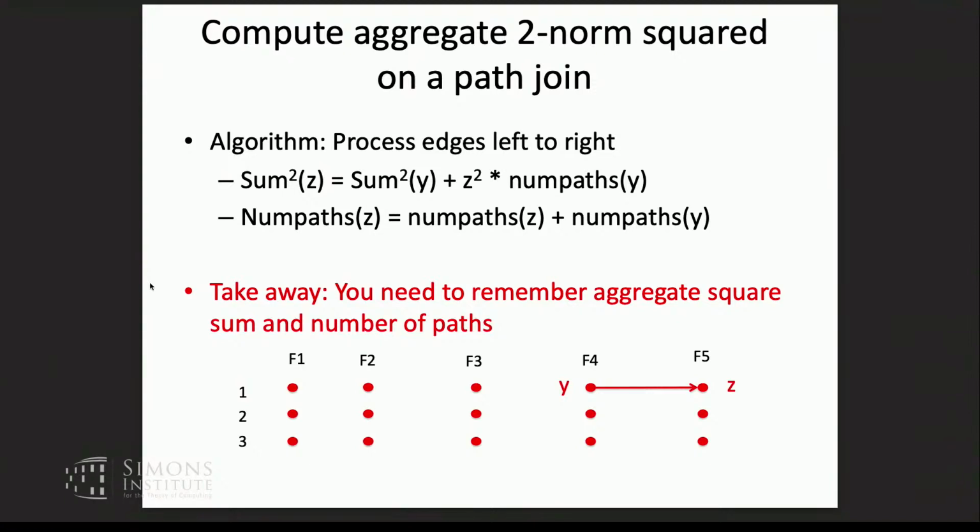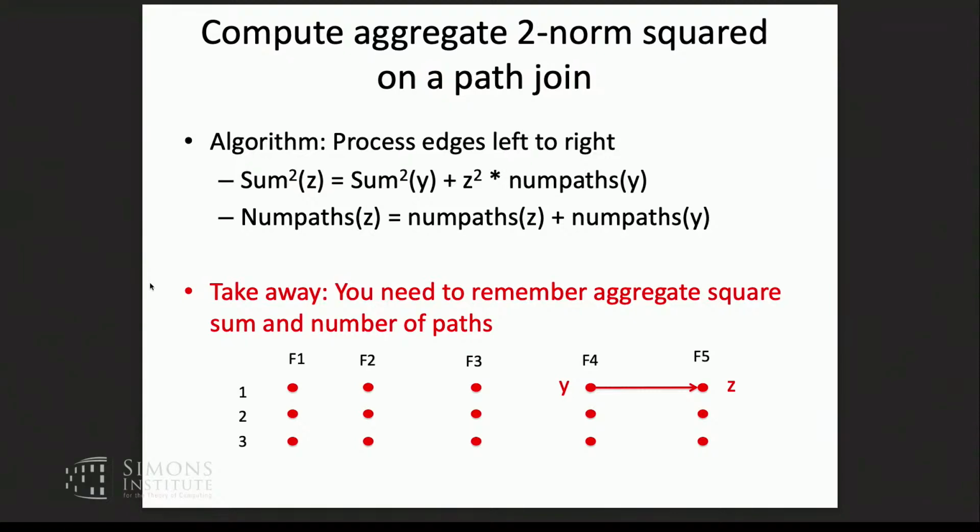Well, it's all the sum of the squares up to y, plus there's going to be some y squared terms I have to add to it. How many y squared terms am I going to have to add? I'm going to have to add as many y squared terms as the number of paths that end at y. The number of paths that go to z is the number of paths that go to z previously plus the number of paths that go to y. So what does that suggest are the two things that I need to know? The sum of the squares and the number of paths. This is like an undergraduate algorithm.